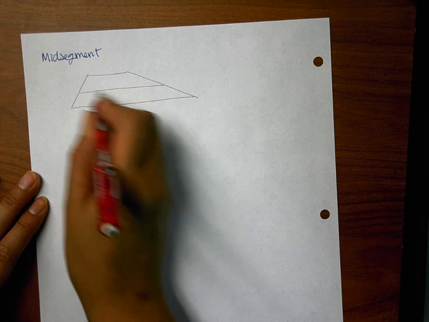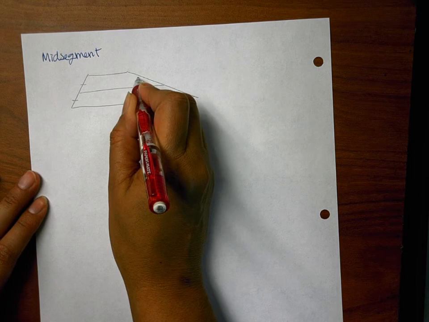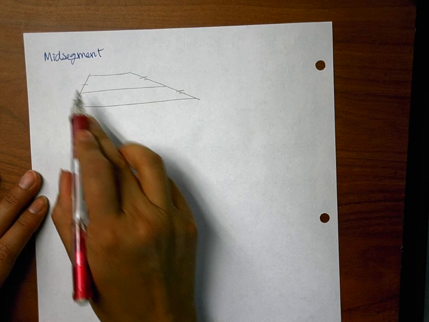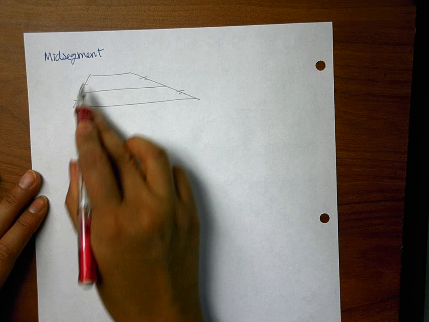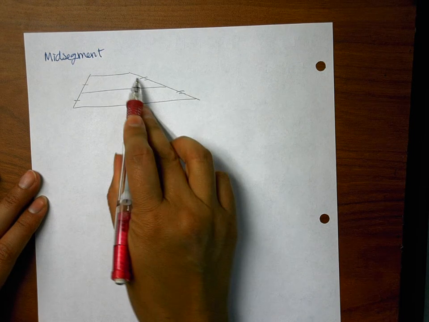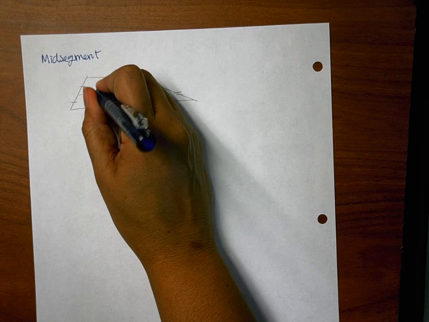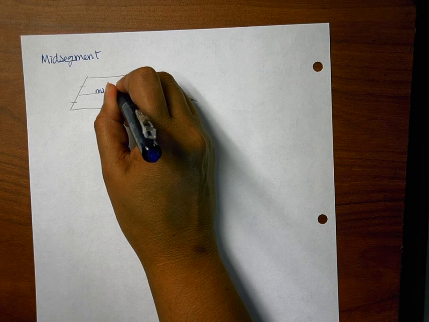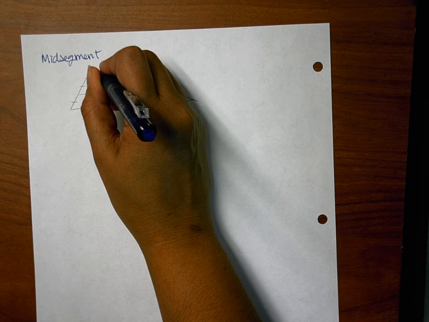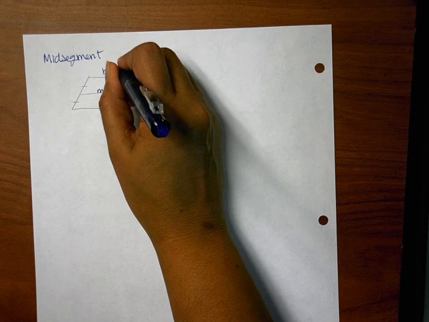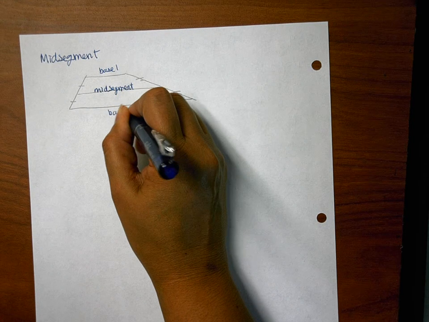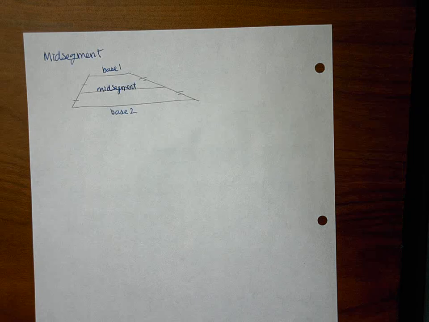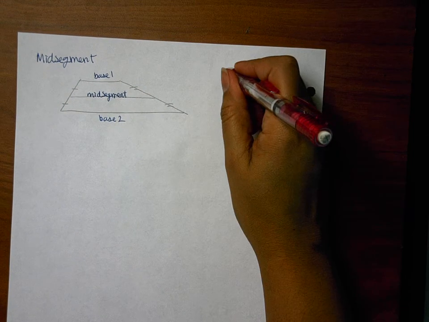And mid-segment works just like it did for the triangles. It cuts your sides in half. Now, they're not congruent across, just on the same side. Those two are congruent, those two are congruent. We call this the mid-segment. We call this still base 1, and this base 2, and there is a formula.